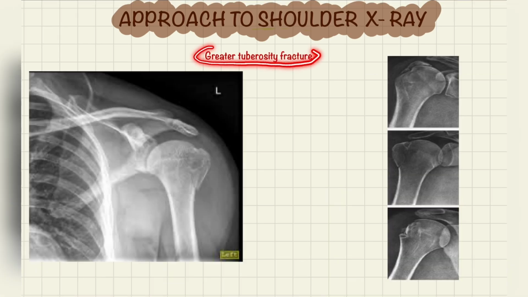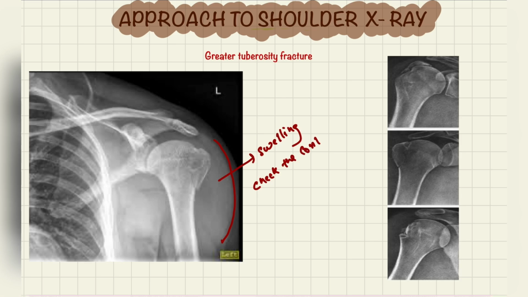Now let us talk about the greater tuberosity fracture. So we'll start looking at the left hand side X-ray. Starting from the outermost area, that is the soft tissue, you can clearly see there's a swelling in this area. So there might be an injury. So now we will move with the cortical line. So always check the cortical line. So let us start drawing the cortical line here.